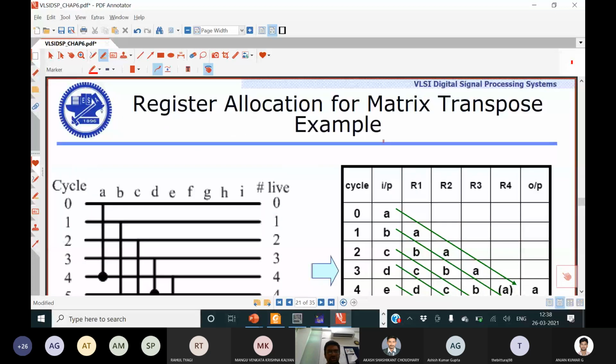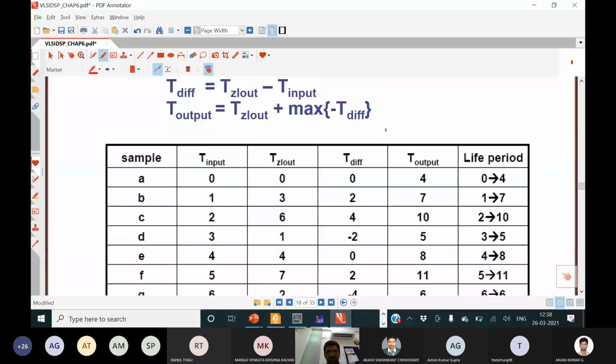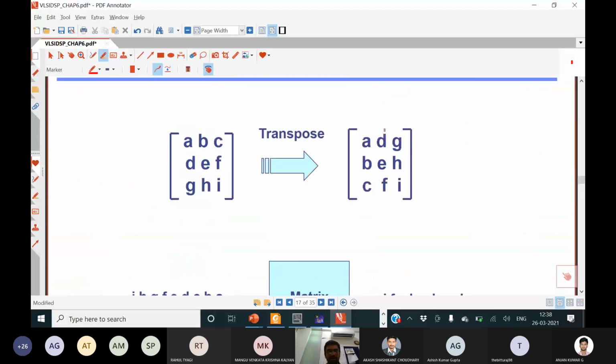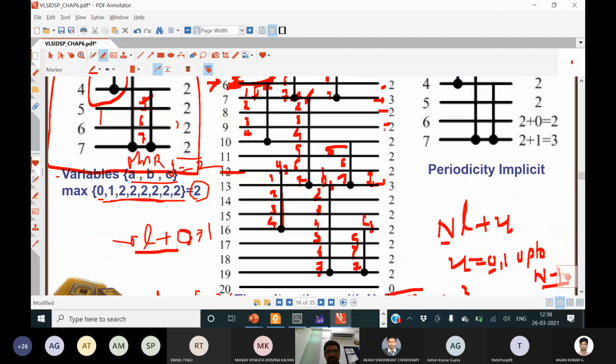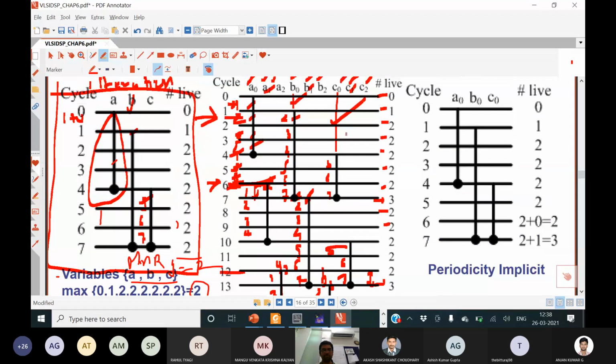Just look at this again. I am just keeping one example because in between there is another example, but I want to complete this example only for forward backward allocation. So just try to visualize this.